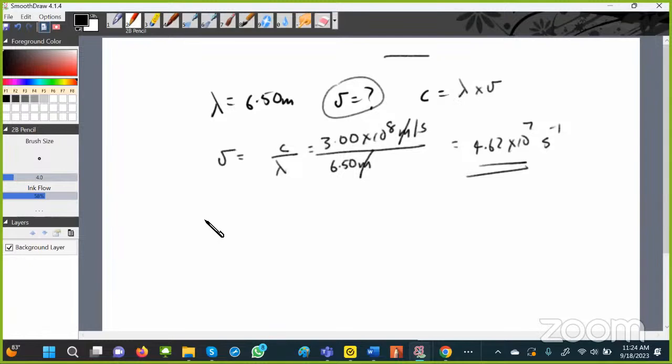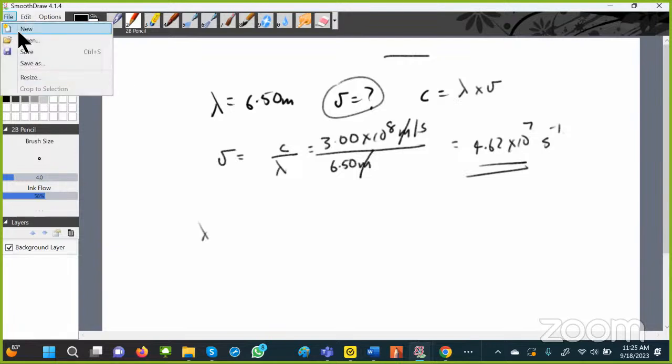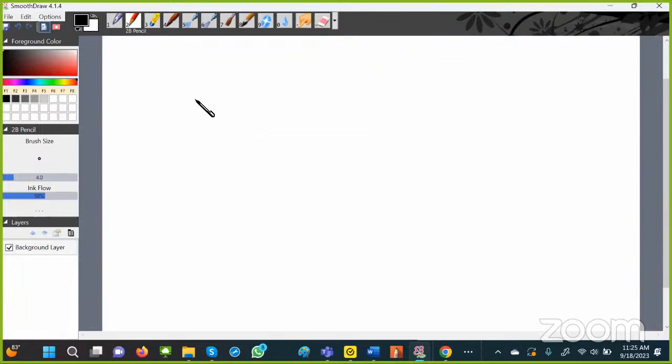Now, let's see if you can do 3 without my help. It talks about ozone, and it says that the UV light has a wavelength of 295. Let me write this down. In fact, let me just get rid of all this here. So the wavelength in this case is equal to 295 nanometers. And the frequency is what the question is asking for. So how would you solve this problem based on what we have done so far?